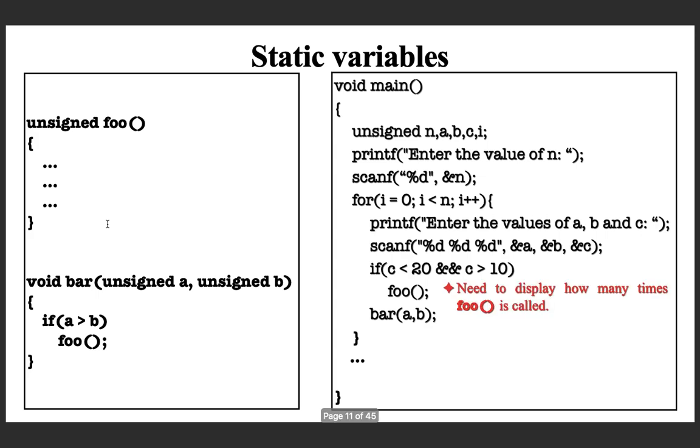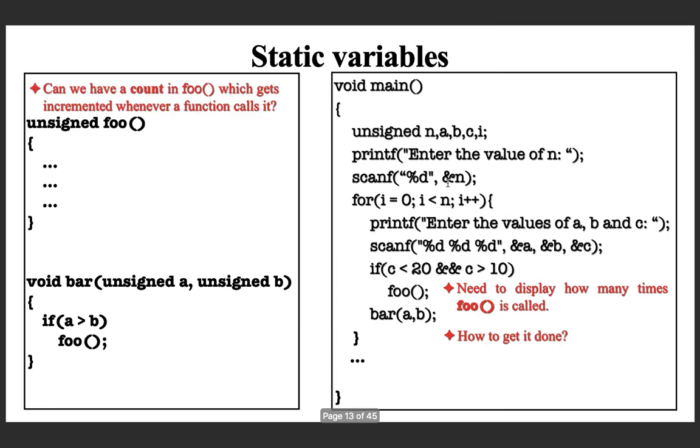Now, suppose we need to display how many times foo is called during an execution of this program. And suppose you have to insert a printf statement here which should display how many times the function foo is called during the execution of this program. Suppose you are asked to do it, then how to get it done is the question that we are going to answer today. So, what is your suggestion?